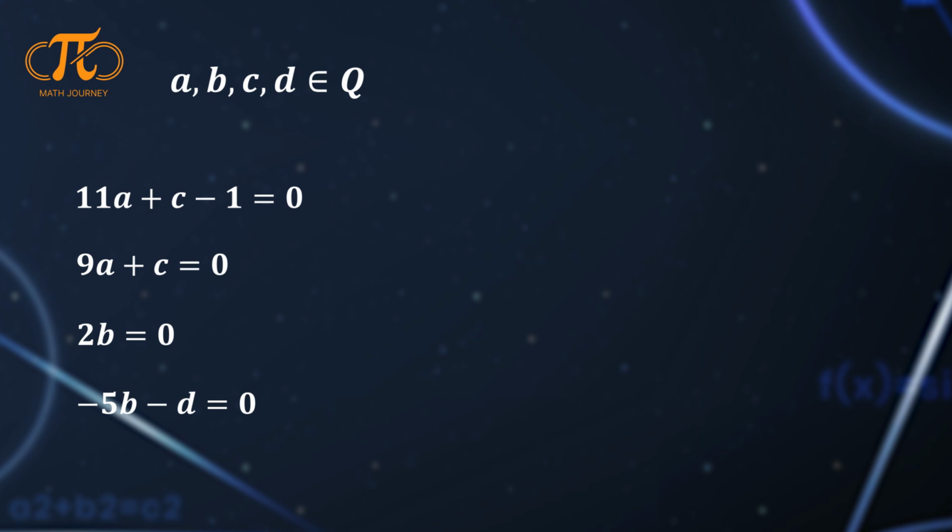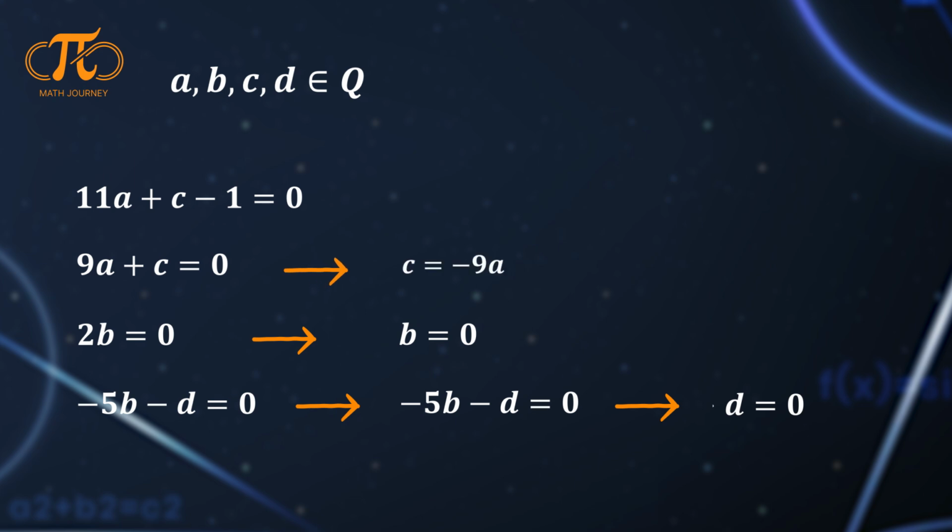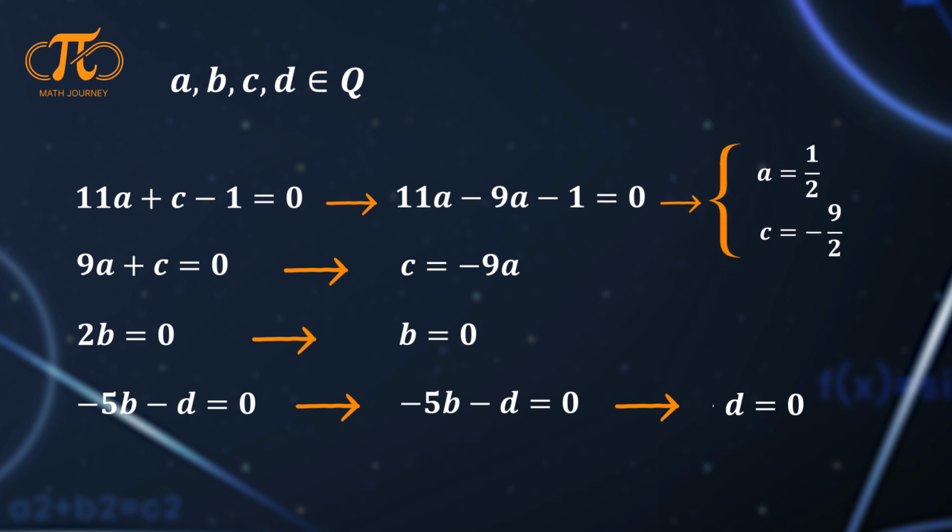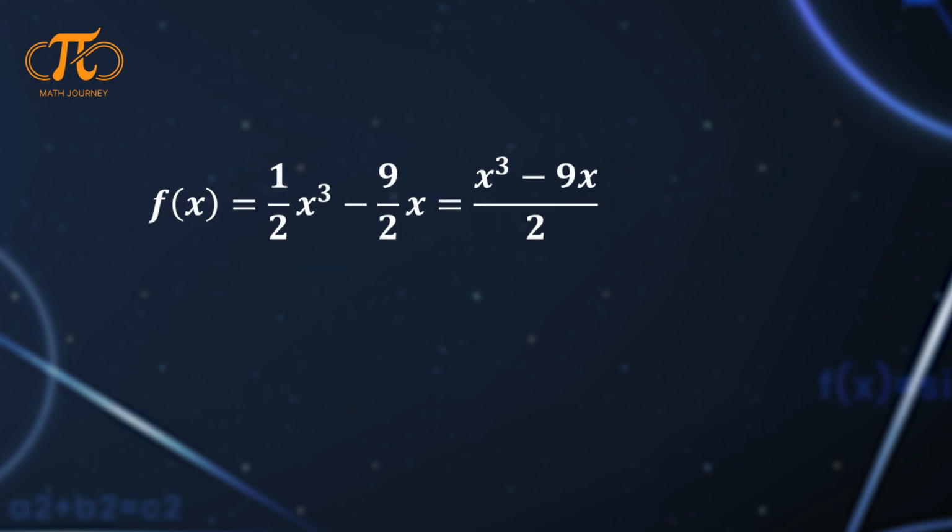From these we find, from equation 3, b equals 0. Plugging b equals 0 into equation 4, we get d equals 0. From equation 2, we get c equals minus 9 times a. Using this in equation 1, we solve for a, which equals 1/2, and c equals minus 9/2. So our function becomes f of x equals 1/2 times x cubed minus 9/2 times x, which we can also write as x cubed minus 9 times x, divided by 2.